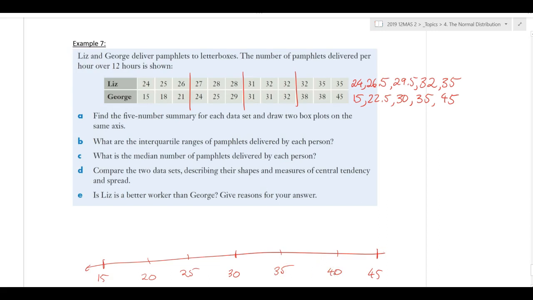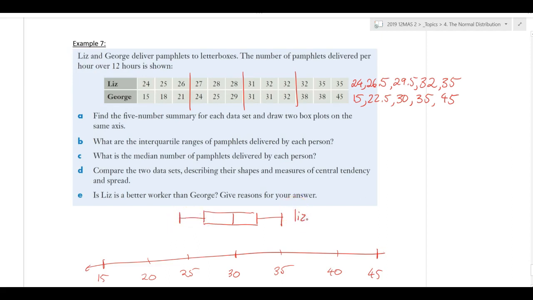Now for Liz, we do this. I put in a mark at 24, which is here. 24, 26 and a half. It's about here. Again, using a ruler. 29 and a half is about here. 32, about here. And 35. Right, so this is Liz. We join up the middle 3 like this, and the outside ones like that, and I should put Liz here.